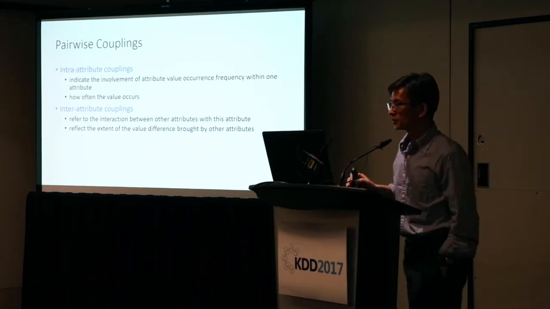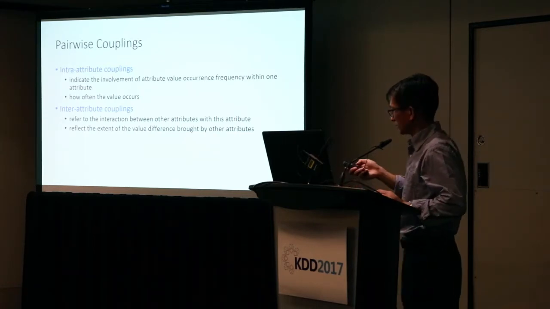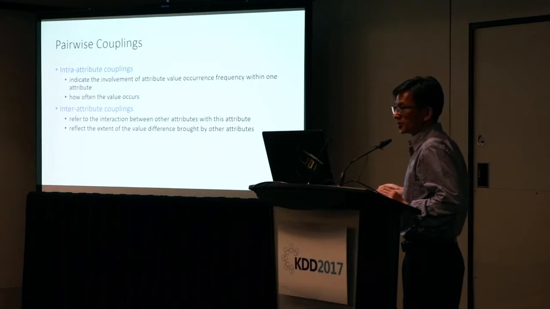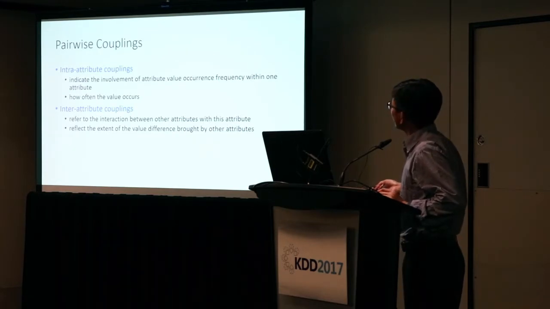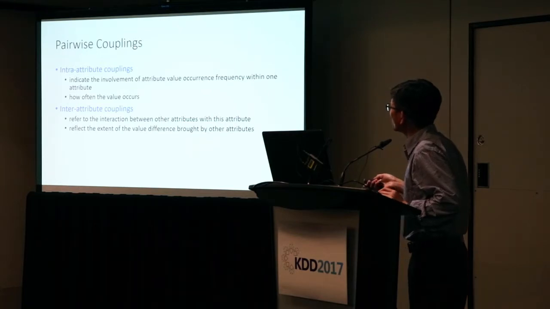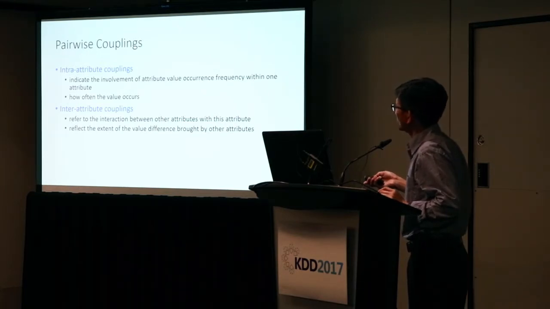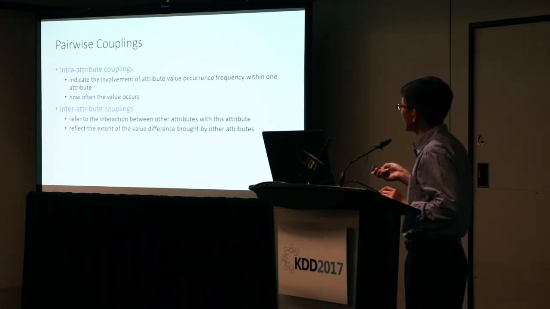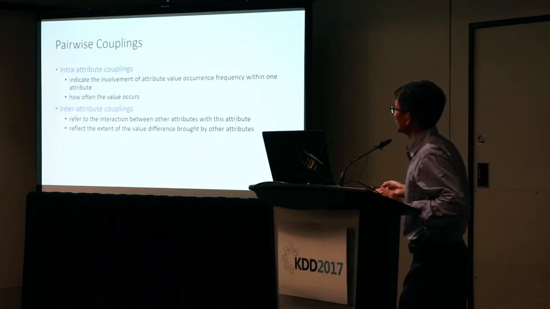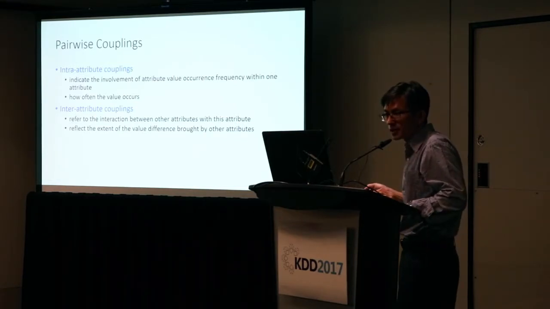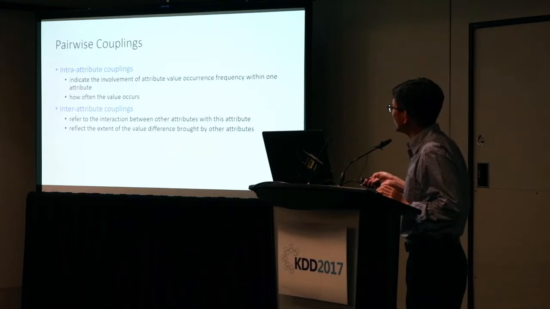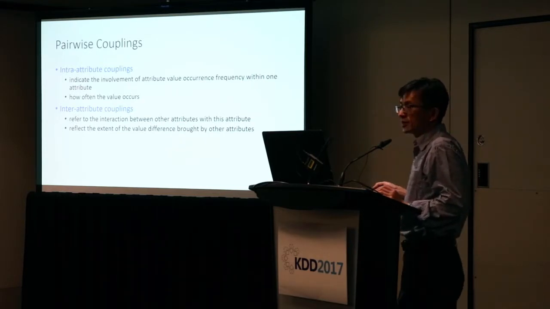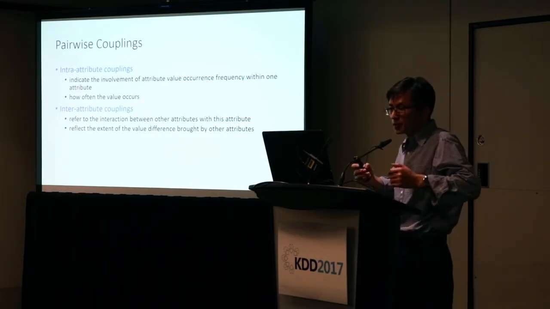Okay, now we go into more detail and give you a little more on how we design these. We have some key concepts to capture this hierarchical pairwise coupling relation. One is called intra-attribute coupling. That is basically the attribute level: a within-attribute coupling relationship, basically for attribute values. The second concept we call inter-attribute coupling. That basically means the interaction between attributes.